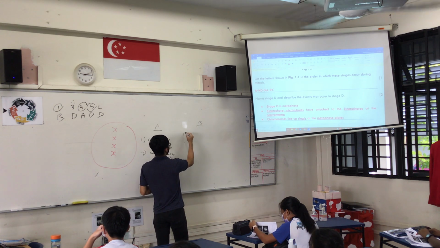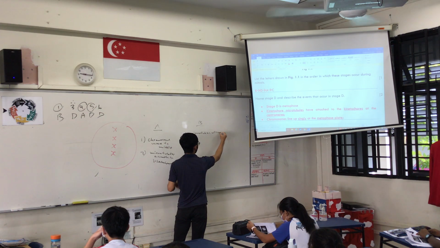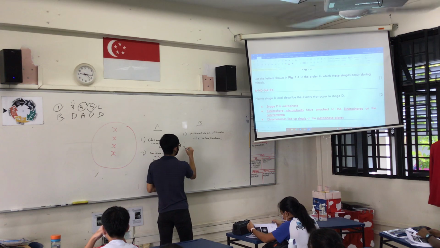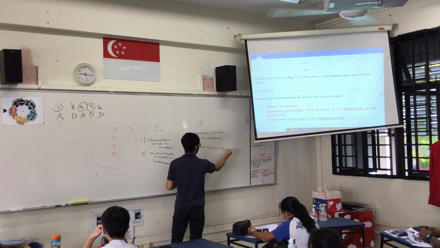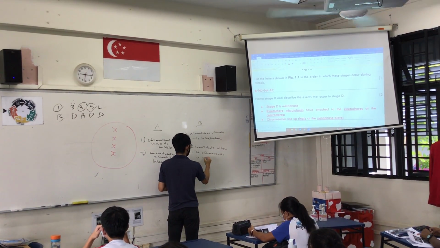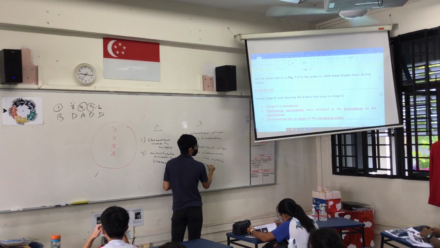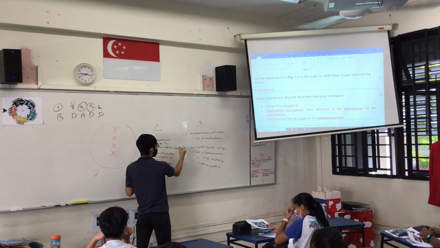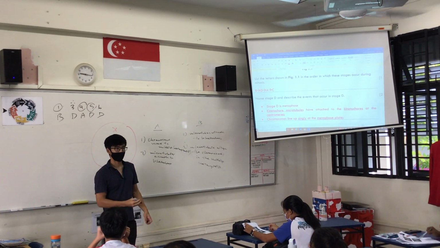Option B, microtubules attached to kinetochore. Then the microtubules align the chromosomes in the middle at the metaphase stage. So this one, metaphase stage. Okay, which one? A or B?